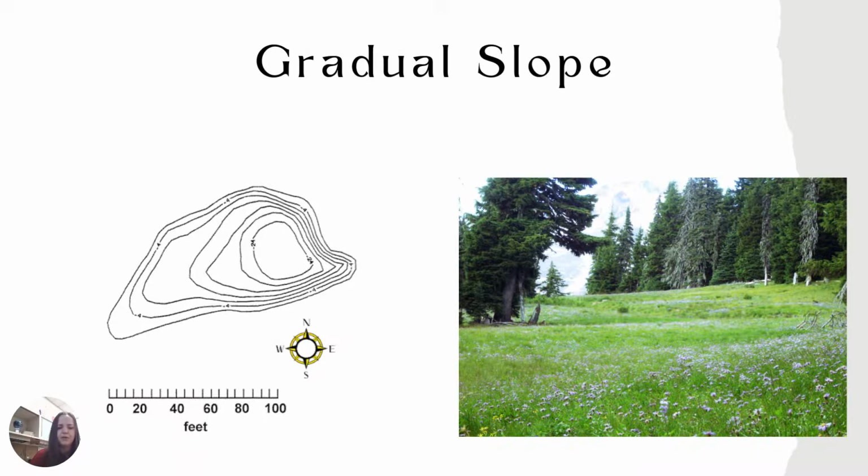In a gradual slope, it would look something more like this. On the left-hand side here, or the west side of that map, you can see that the contour lines are not very close together. So this would indicate something like a really gradual slope, like this meadow that's pictured here on the right.